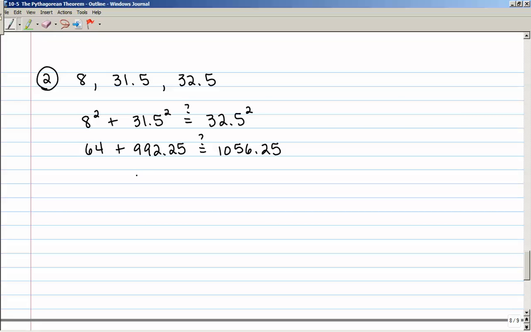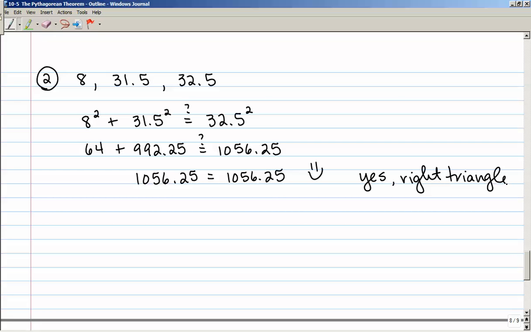And when I add these two numbers, indeed it is. So these are equal to each other. This does work in the Pythagorean theorem. So yes, it is a right triangle. So now the question is, is this a Pythagorean triple? And actually it is not. Not a Pythagorean triple, because the original numbers I had, the lengths of the sides, are decimals. Those are not counting numbers. Those are not natural numbers.